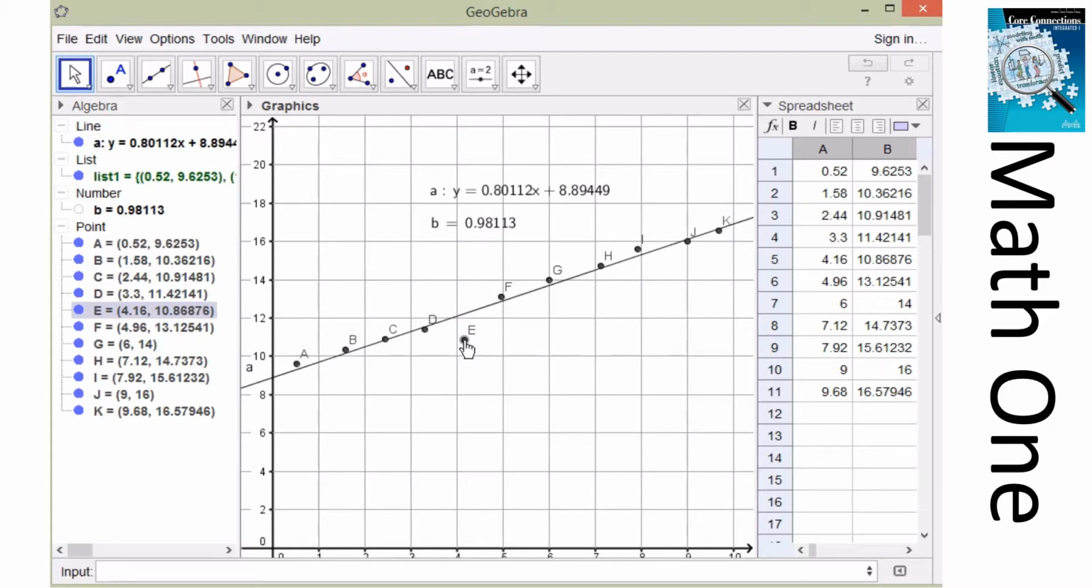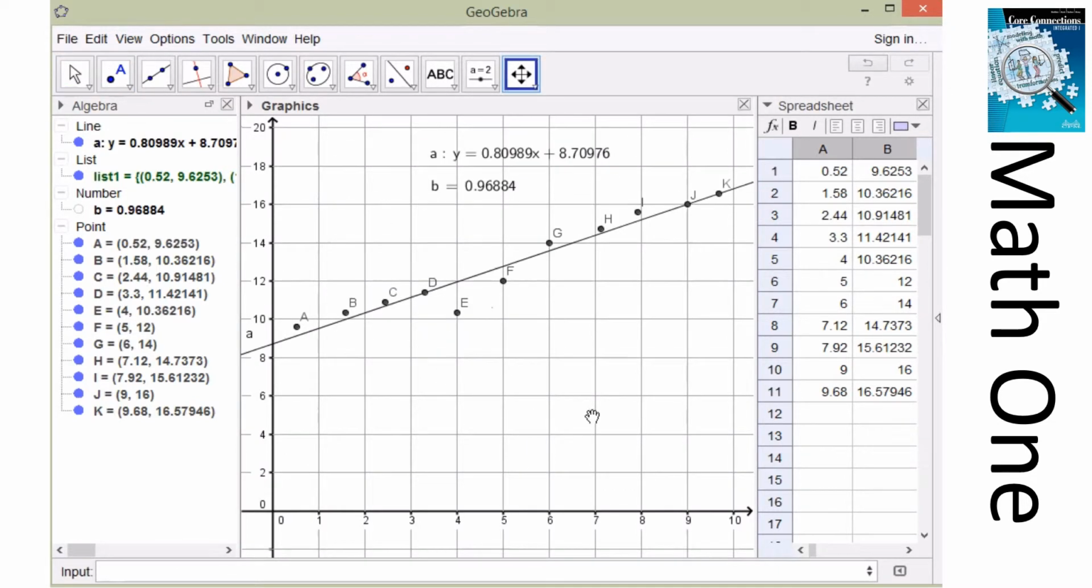So residuals are the distance that a particular point is from the model that's predicting it. So this line is my linear model, and you can see right here, point E is not being very well served by the model for some reason, right? It's below the line. Now I can create a residual plot and take a look at that. In fact, all you have to do to create a residual plot in GeoGebra is come right down here to the input and type residual.